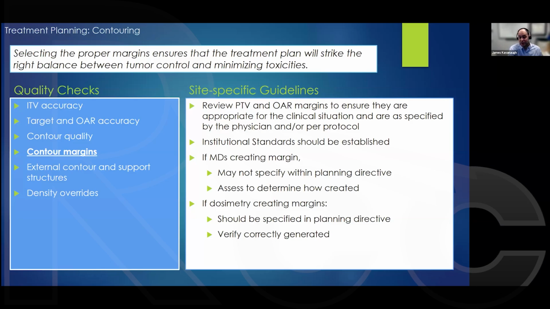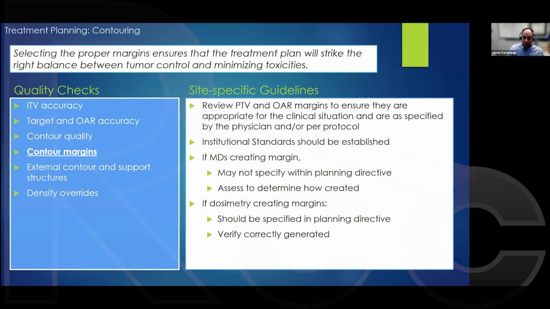If the MD is creating the targets, so they're doing their own CTV contouring and doing their own margins, they may not specify what those margins are in the directive. I've had clinics where the PTV was the final target, and they didn't feel like it was necessary to say, oh, I want a uniform expansion of 5 mm. And so some of that was we had to understand what the standard of care was for our clinic and verify that it was done correctly.